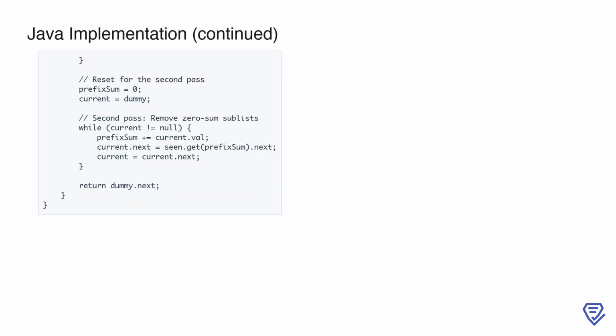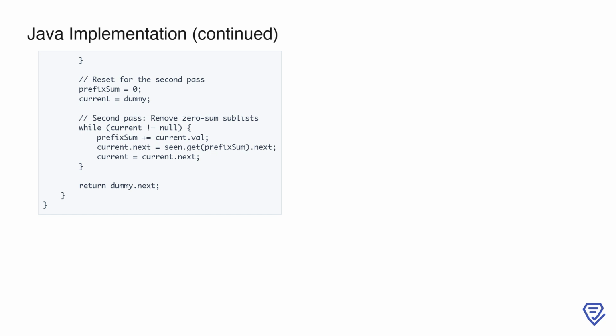Now that we've completed the first pass, we reset the prefix sum to 0 and reinitialize the current pointer back to the dummy node for the second pass. In this pass, our goal is to actually remove the zero-sum sublists. As we iterate through the list again, we calculate the prefix sum at each step, just like before.